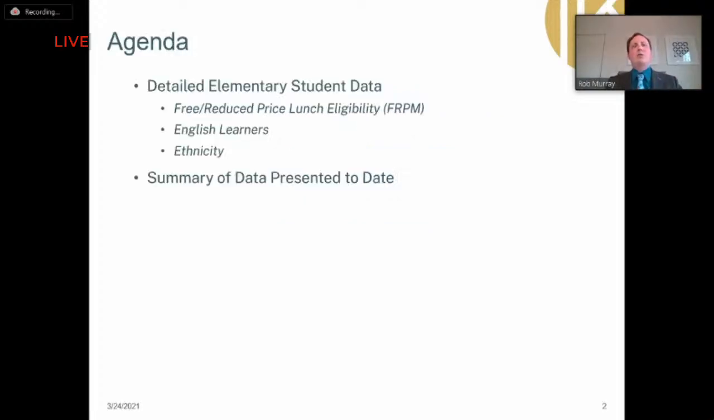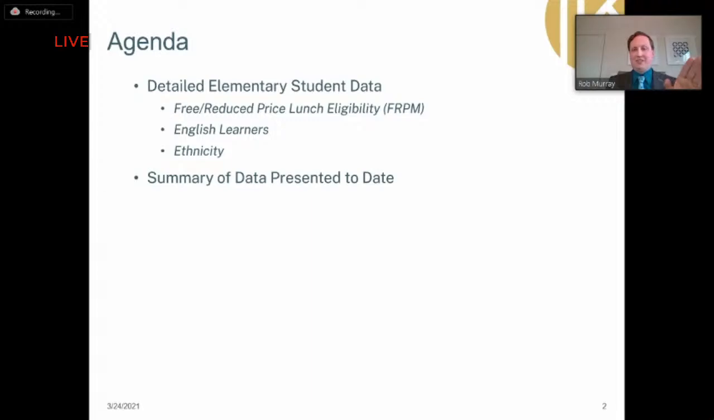So I'm going to be going through some of the data sets that I know the committee has specifically requested: free and reduced price lunch eligibility, or free reduced price meals, which I will just be saying FRPM for that population, English learners, and then a breakdown of total student population by ethnicity. All of this data is coming from the same student lists that I use to get the enrollment totals, with the district provided fields. And all of this was done by student ID, no names or anything like that.